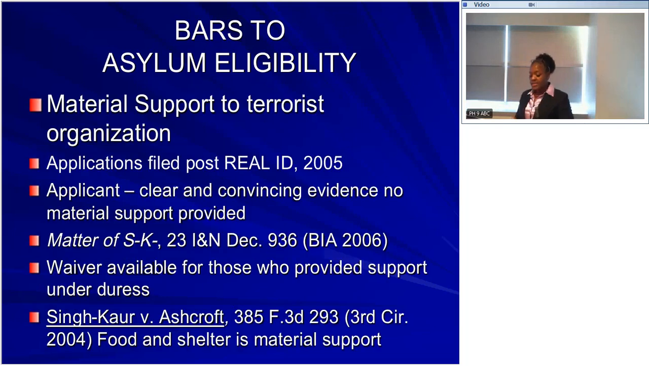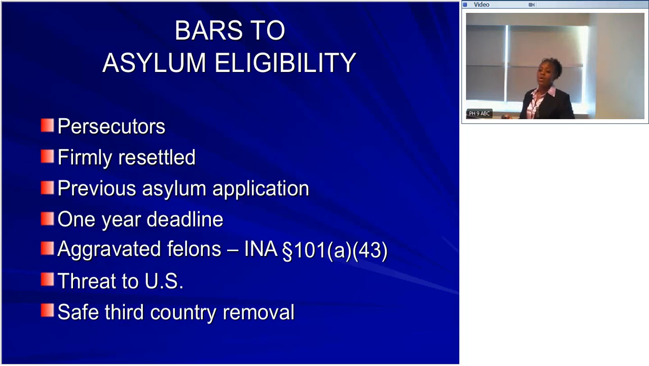And then there's safe third country removal. If you're coming in from a country where there is a safe third country agreement, such as Canada, if you arrived in Canada first and then came to the United States, the U.S. can return you back to Canada and vice versa, so that you can process a claim for asylum in that other country first. Yes?